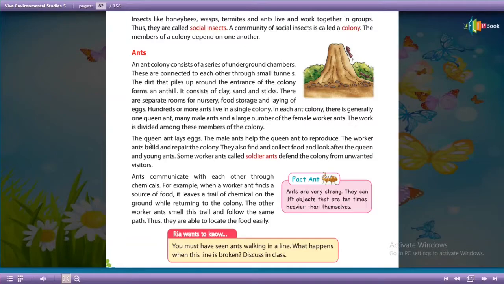The work is divided among these members of the colony. So the worker, in order to search for food or to bring a message about where food is available, or bringing food for such work, female worker ants are there. So the work is divided among these members of the colony.